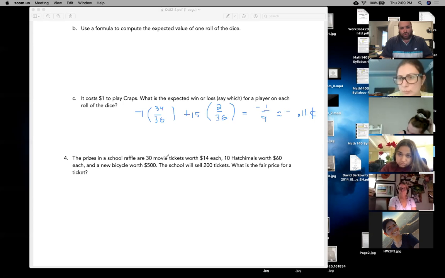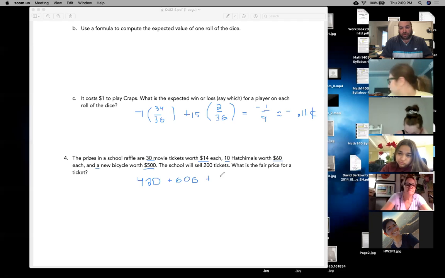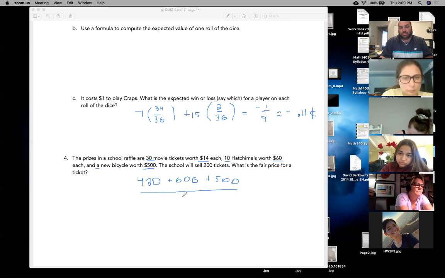Now, the prizes in a school raffle are 30 movie tickets worth $14 each for a total of $420. There's 10 Hatchimals worth $60 each for a total of $600. There's a new bicycle worth $500 for a total of $500. And we want to split this cost evenly amongst the 200 tickets that were sold. So the answer is $6.60.